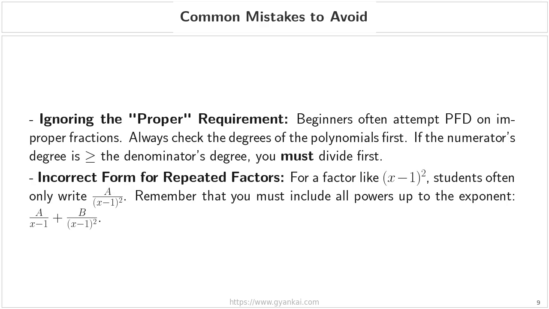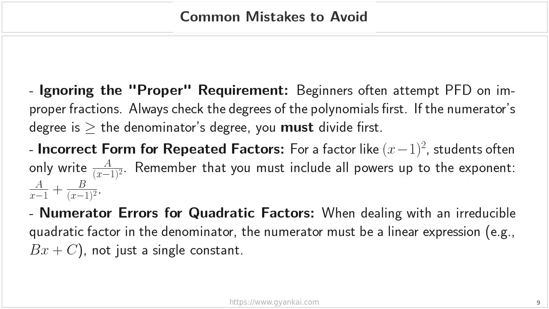Next, let's look at incorrect form for repeated factors. Suppose you have a denominator with a factor that's repeated, like x minus 1 squared. A common mistake is to only write a partial fraction with that squared term in the denominator. That's not enough. You need to include a term for every power of that factor, up to the highest power. So, for a factor of x minus 1 squared, you'd need to write a term with x minus 1 in the denominator, and a term with x minus 1 squared in the denominator. This ensures you account for all possible contributions from that repeated factor.